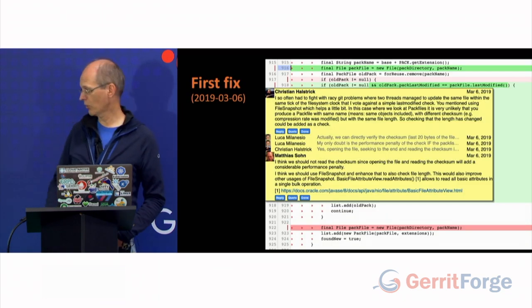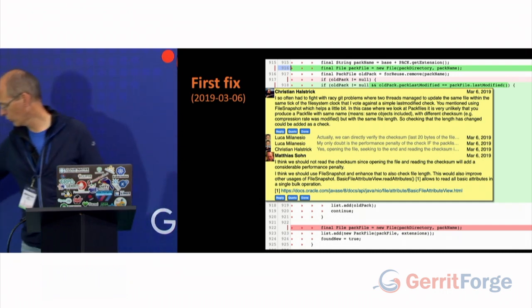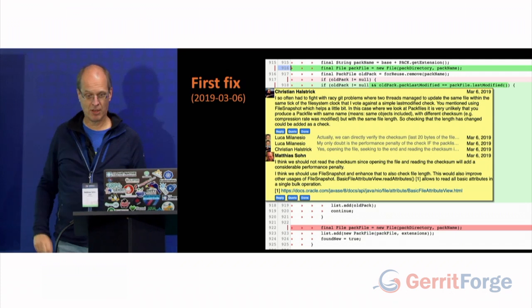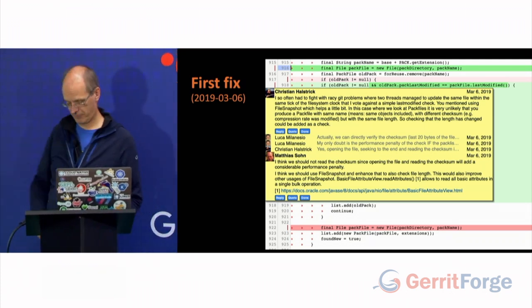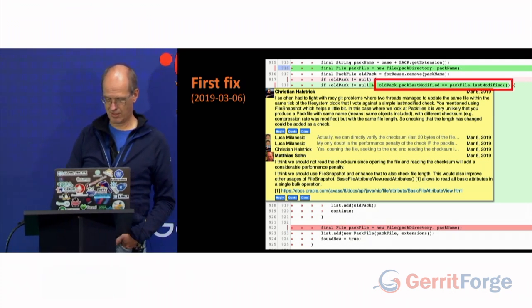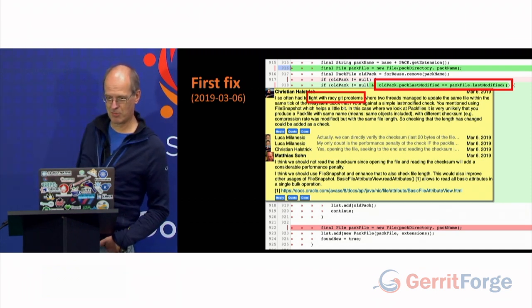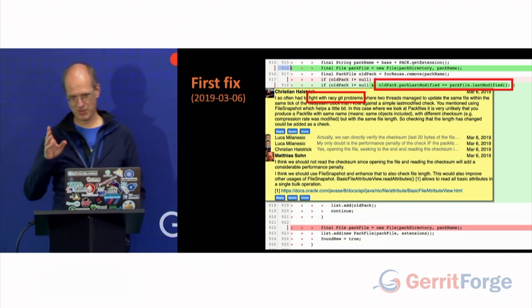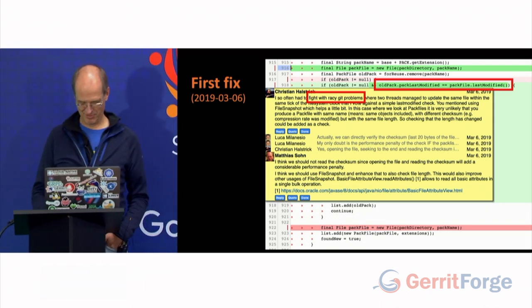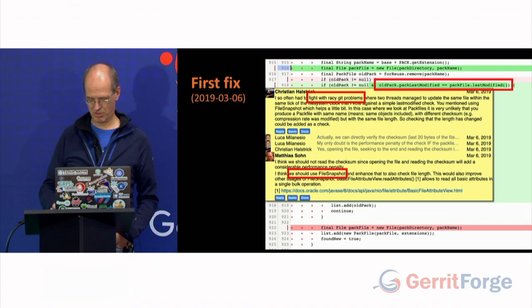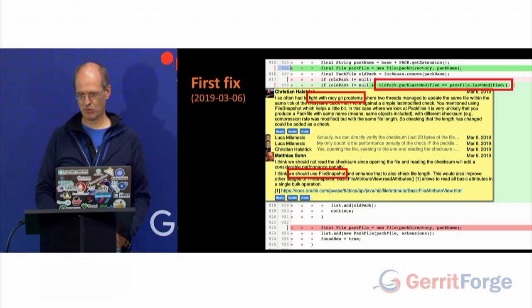Then Luca did the first patch, a very simple one, so he moved this line up here. And he added a check for the timestamp. And then Chris commented, we had issues with timestamps, be careful. There's the Racy JGit problem. And I mentioned we already have an implementation called file snapshot in JGit. Why don't you use that?